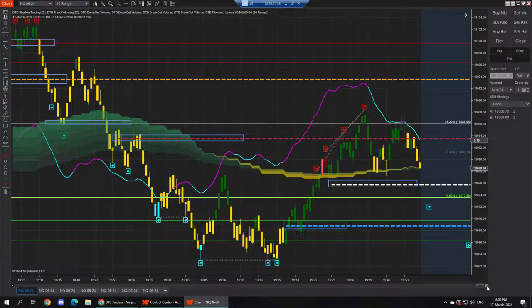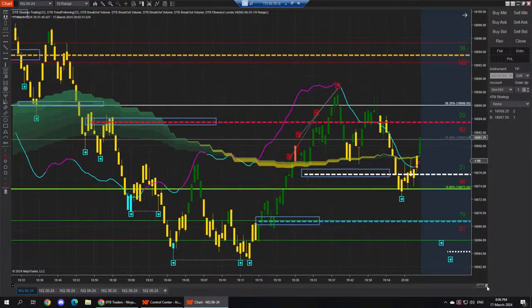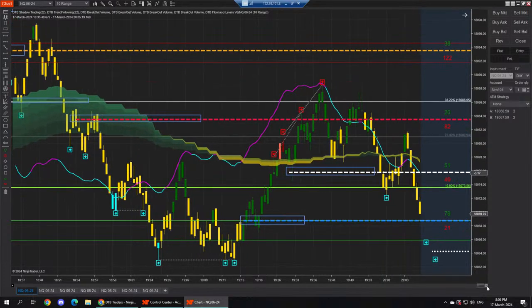So I bet most people don't even have them at all, because it's just too complicated. And most people are plotting them incorrectly anyway, so it's completely useless. Whereas with this, you load the indicator on the chart and those levels are plotted and updated all the time.